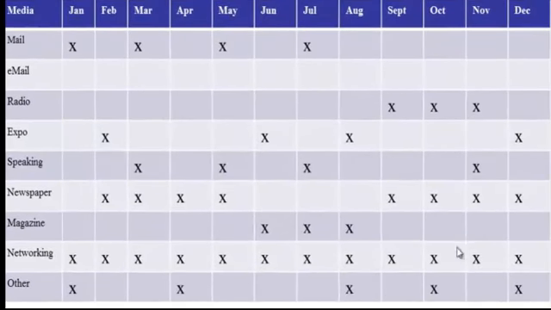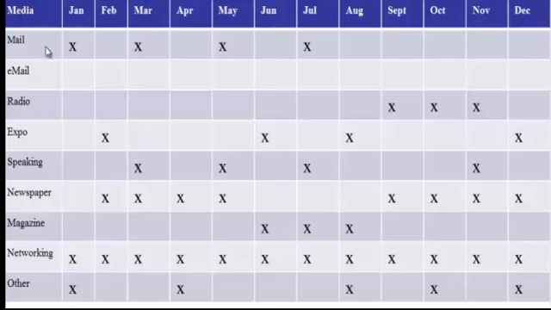So just like it's showing on the screen, what we recommend you do is, whether you do this in an Excel spreadsheet, whether you get a calendar, what I recommend most people do is get a wall calendar for the year and mark out the dates when you're going to implement different strategies. So you have each month across the top, and then down along here you have your different media.